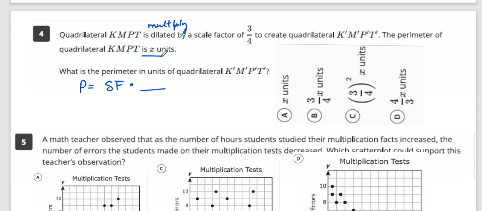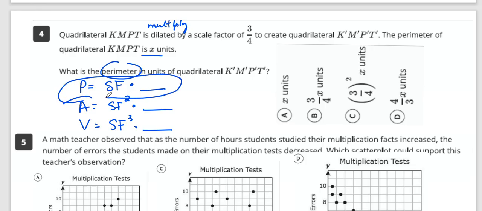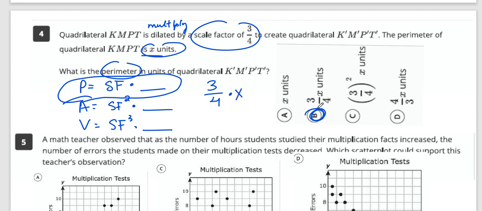In this situation, it's x. So if they give the area, if they mention area, you get the scale factor and you square it and then you multiply. If you give the volume, you get the scale factor and cube it and then you multiply. So this is what we come out with here. They mentioned perimeter, so I'm just going to look at this part right here. You get the scale factor, and the scale factor for us is 3/4. So you multiply the 3/4 times whatever they gave you. In this situation, they said x, so 3/4 times x units, which happens to be b.